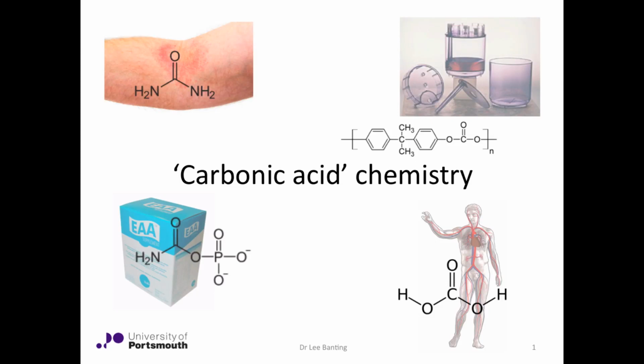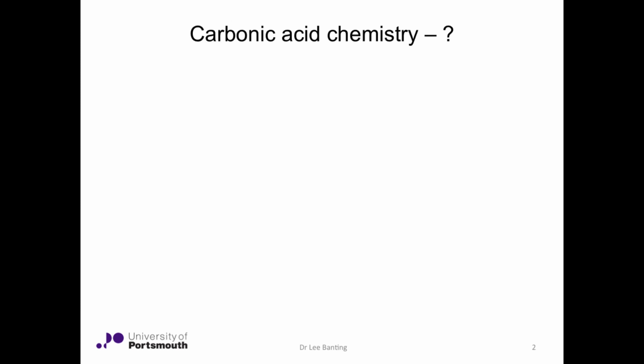The topic we're going to cover in this set of lectures is what I would term carbonic acid chemistry. We're going to see what that term means as we see the individual components. So, carbonic acid chemistry. This is carbonic acid itself. You can see that it's the parent acid to the bicarbonate and carbonate anions.